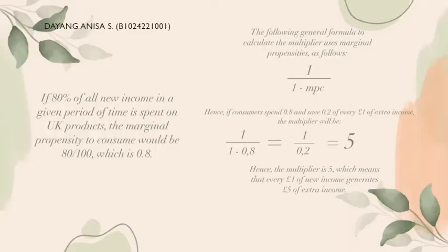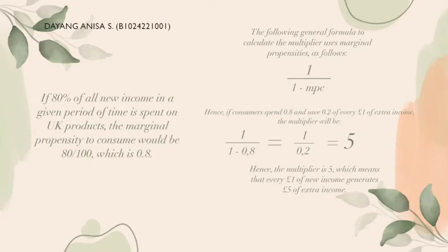So this is an example of the multiplier effect. If 80% of all new income in a given period of time is spent on UK products, the marginal propensity to consume would be 80 divided by 100, which is 0.8.